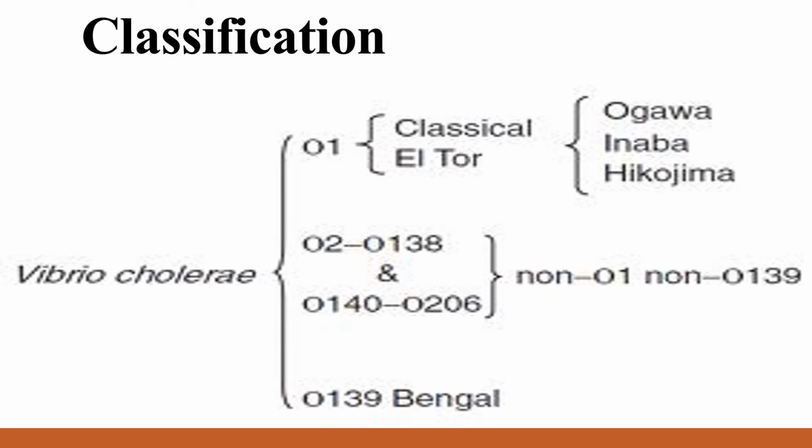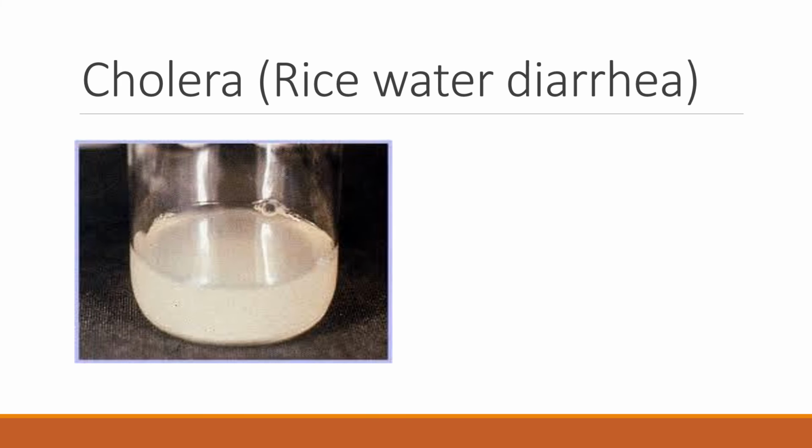So this is the basic classification of Vibrio cholerae. You don't have to remember all these names, just remember that there are different members even in the species of Vibrio cholerae, like Ogawa, Inaba, Hikojima. These are different strains, and these can cause slightly different clinical conditions in patients. So basically you should simply remember the important name as Vibrio cholerae.